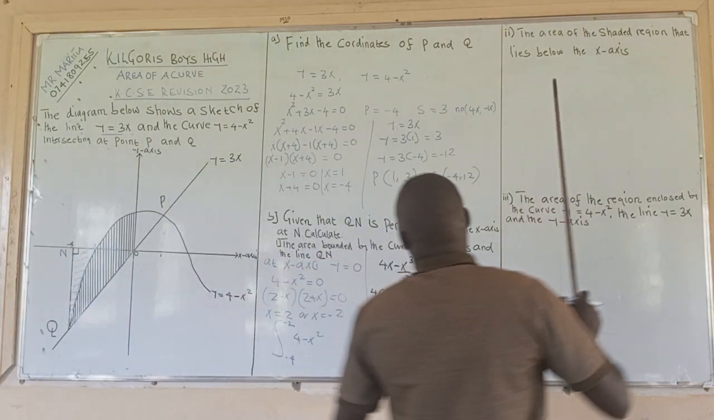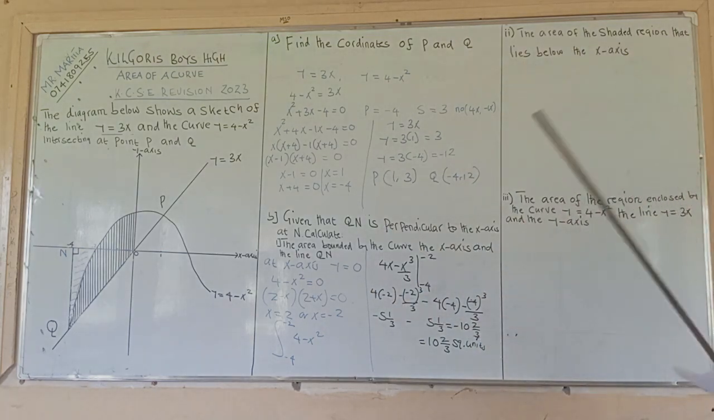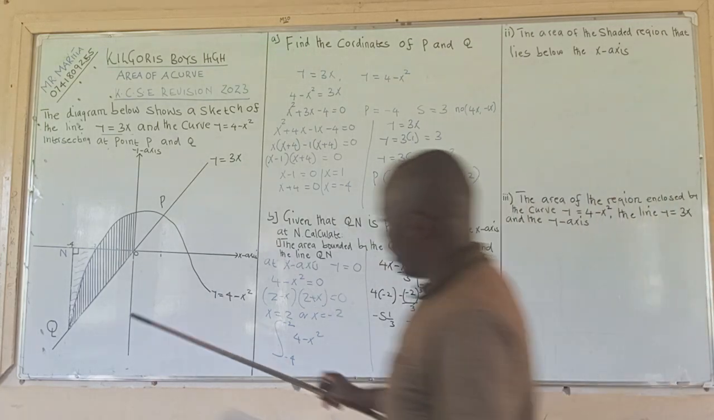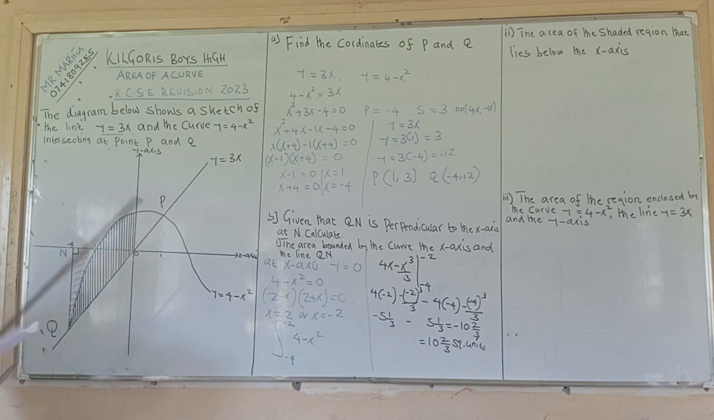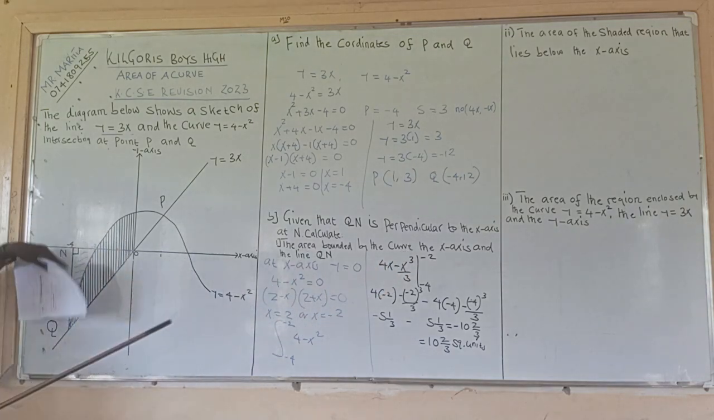We proceed. Roman 2, the area of the shaded region that lies below the x-axis. How do you get that one? You get the area of triangle NOQ, then you subtract the area bounded by the curve, the x-axis and the line QN.